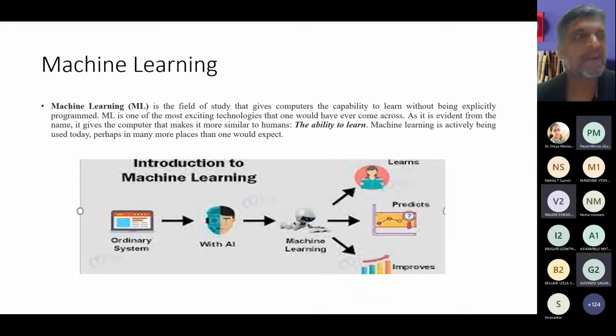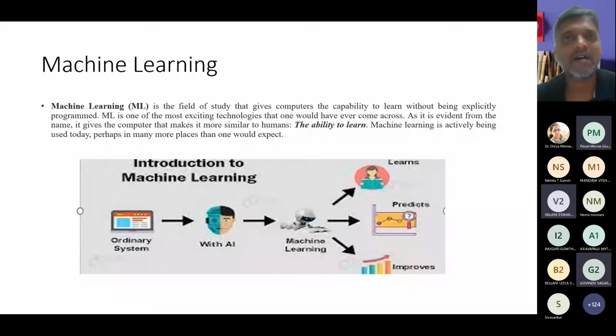We humans don't depend on anyone, right? We make our own decisions. We try to understand the things and then we try to come up with a solution given a problem. That's what we train the machines to do in machine learning. So machine learning is a field of study that gives computers the capability to learn without being explicitly programmed.